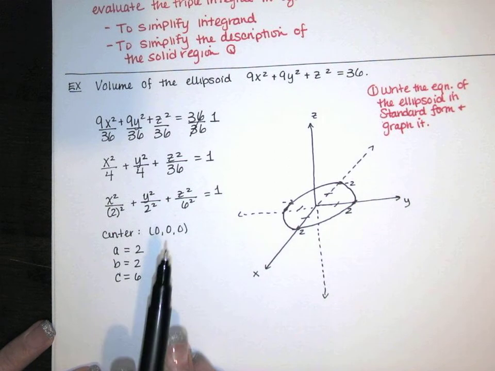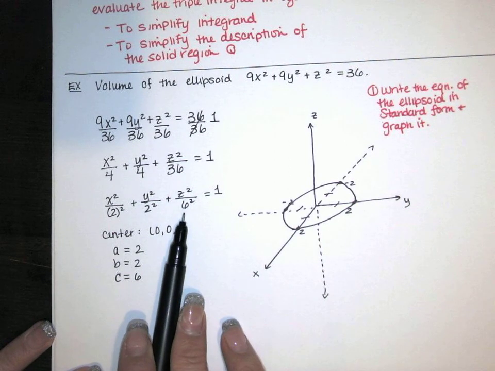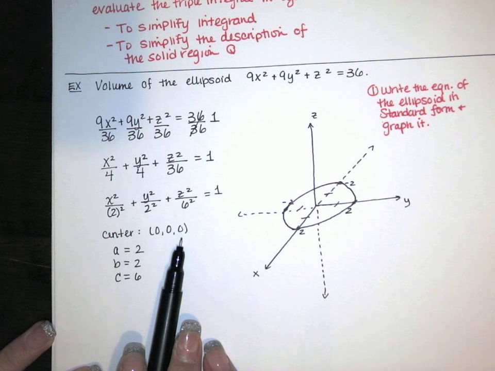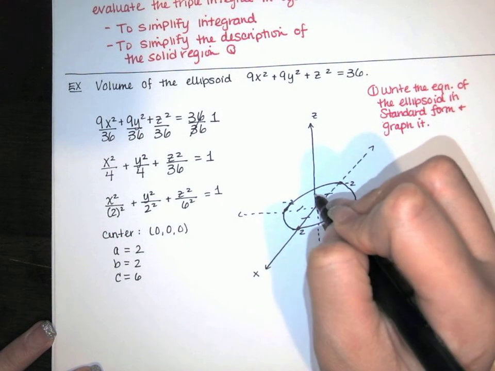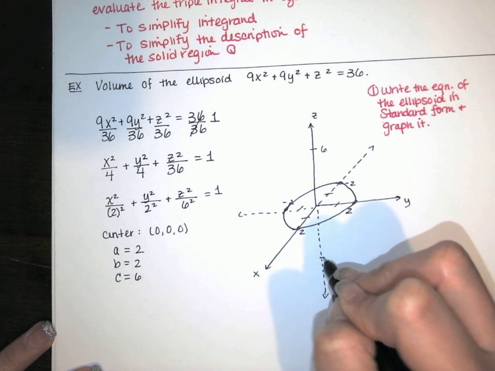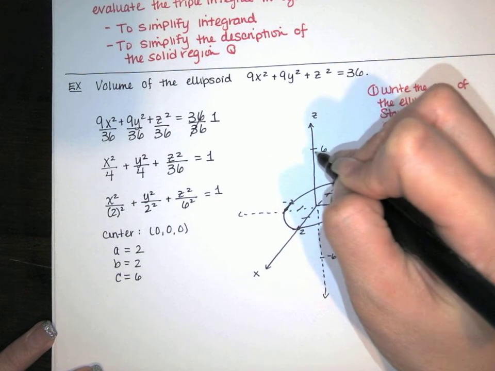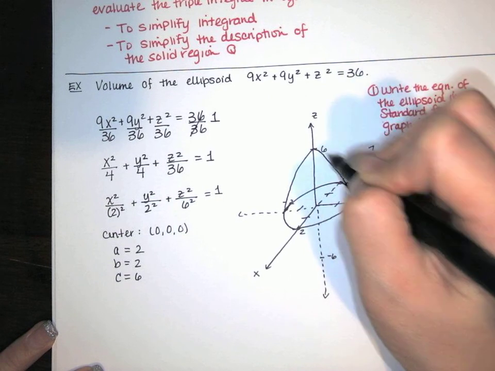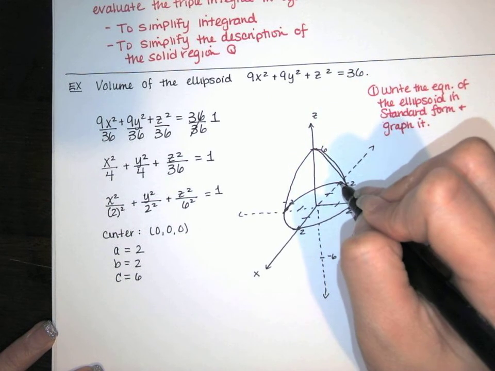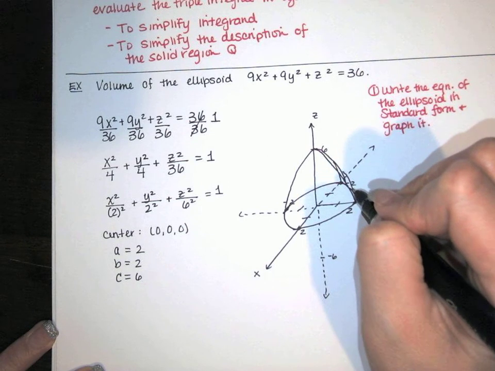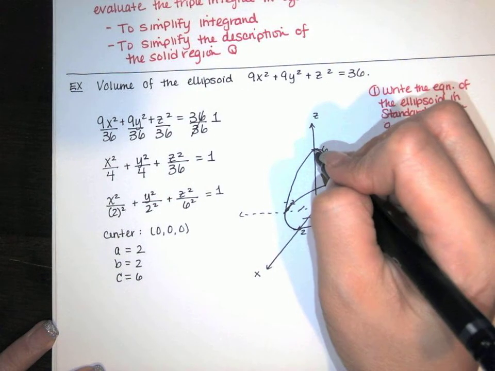Okay. And then since there is a 6 squared under the z, we're going to go plus and minus 6 units from 0, 0, 0 in the z direction. And this is not to scale. I'll just call that 6 and that negative 6. It should be over there to that side. Sorry, looks a little not quite right.